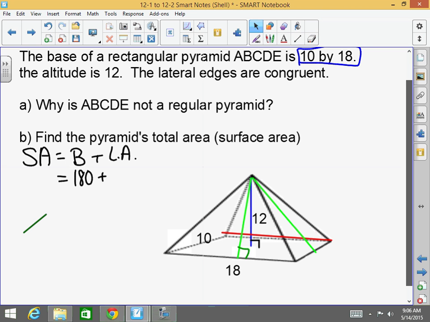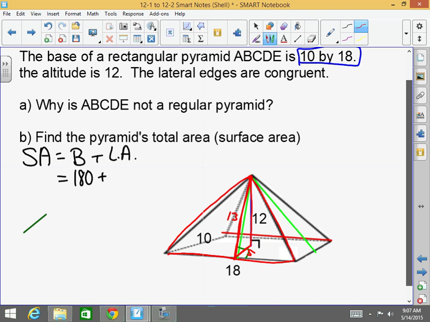So this first triangle here, what is my slant height for that particular face? Very good, son. How is it 13? Well, he knows that my altitude is 12 here. Half of the base is 5. So my slant height here is 13. So what is the area of that particular lateral face?